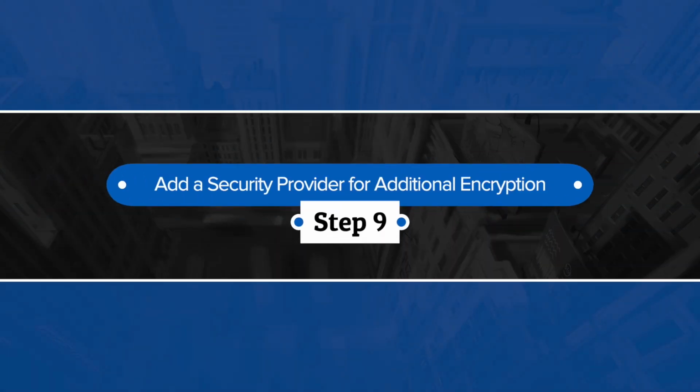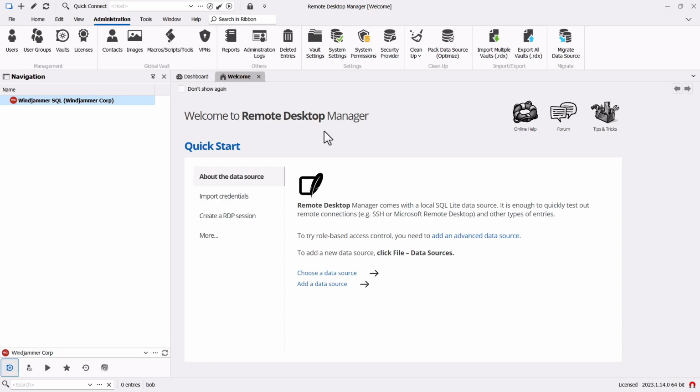Okay, so now that we've finished setting up the vault permissions for our users and user groups, there's a final piece that we want to take a look at in the initial setup of Remote Desktop Manager, and that's what we call a security provider. Out of the box, RDM encrypts all passwords and sensitive information with AES 256-bit encryption. But we understand that some organizations may require for the whole database to be encrypted. So that's what the security provider is for. It's just an additional level of encryption to the already encrypted passwords and sensitive information in Remote Desktop Manager.